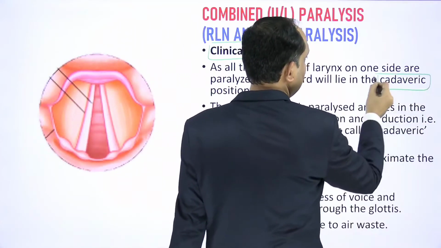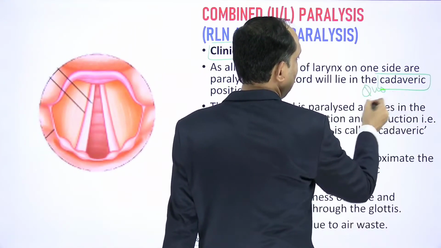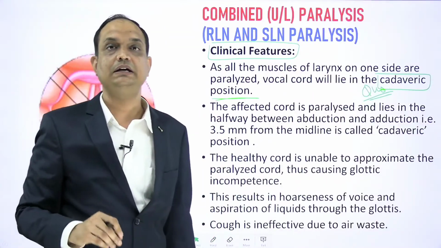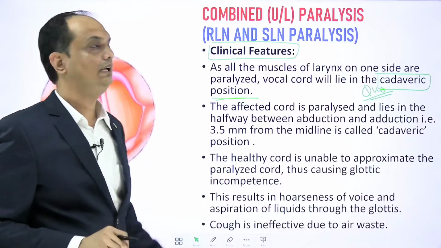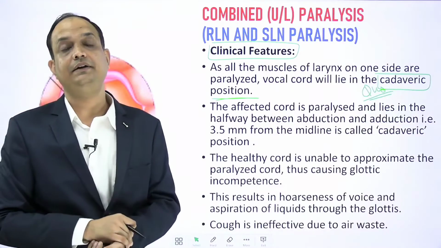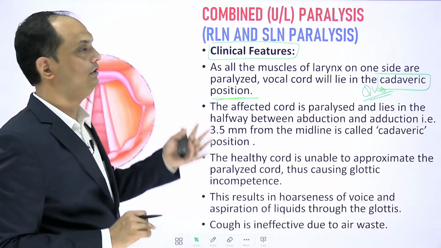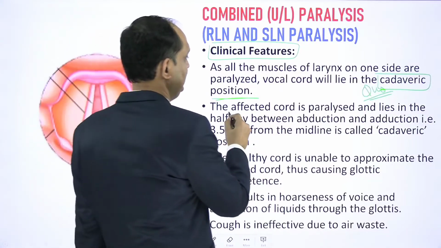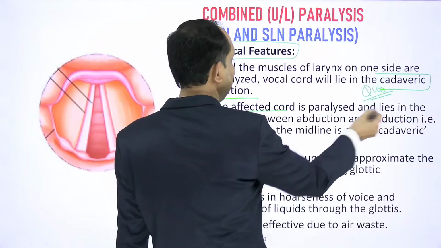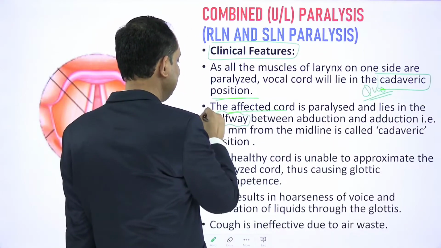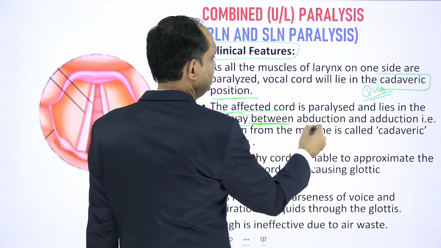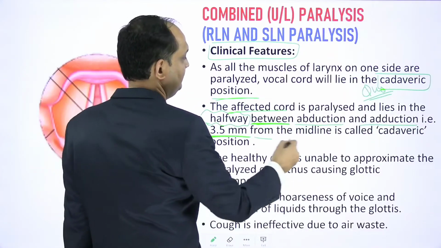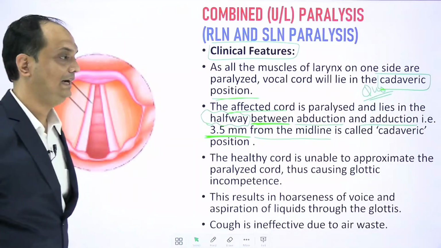Now this is the question of your exam. This term becomes important. In which of the following paralysis will you find the cadaveric position? Now the answer is when a combined recurrent and superior laryngeal nerve palsy occurs. The cadaveric position means that the affected cord is paralyzed and lies exactly halfway between the abducted and adducted position, that is around 3.5 mm from the midline, and it is known as the cadaveric position.